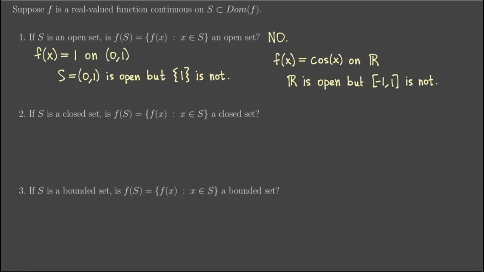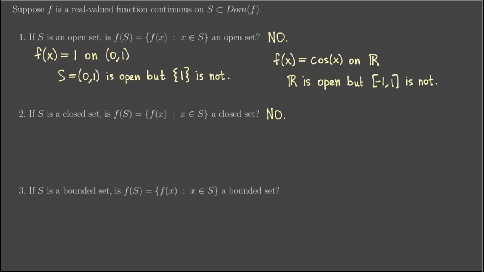Now same question, but with S being a closed set. So if your domain is a closed set and your function is continuous, does the set of outputs form a closed set? Again, take a little time to try to come up with either a counterexample or an argument that this would be true. This one is also false, but counterexamples can be a little bit harder for the second question than for the first question.